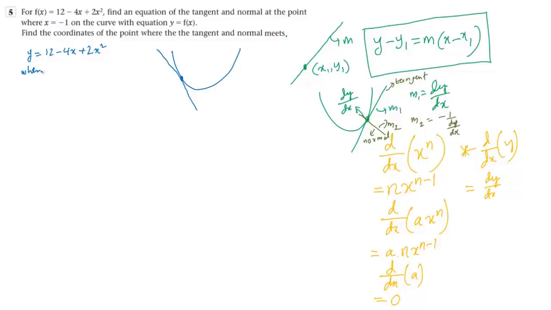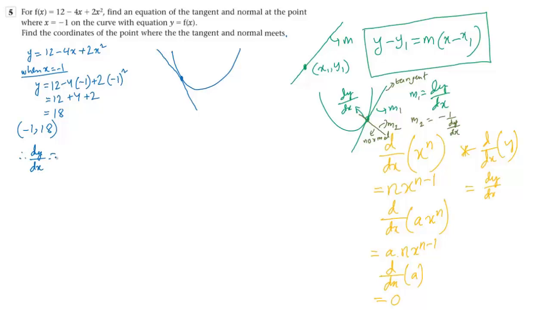So we can simply find it out by plugging into the equation of the curve. So 12 minus 4 times minus 1 plus 2 times minus 1 squared. That turns out to be 12 plus 4 plus 2, and that is going to be 18. So we have the point (minus 1, 18), and that is the point where the tangent line is touching the curve.